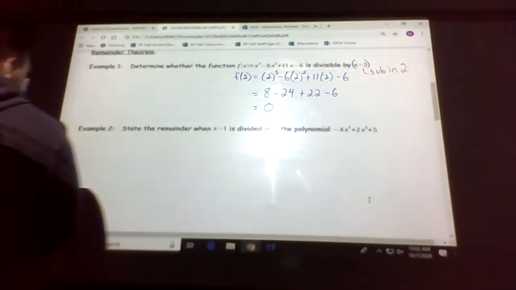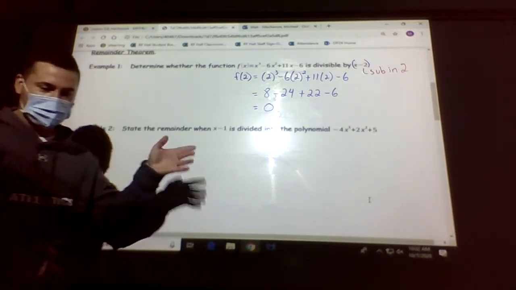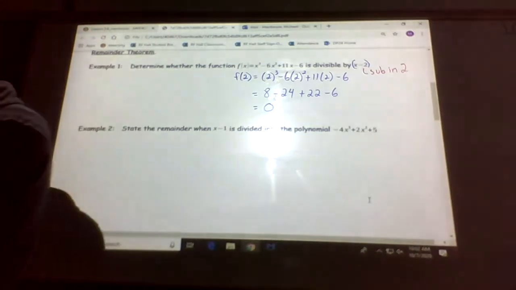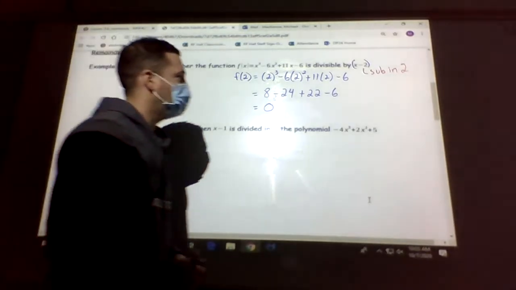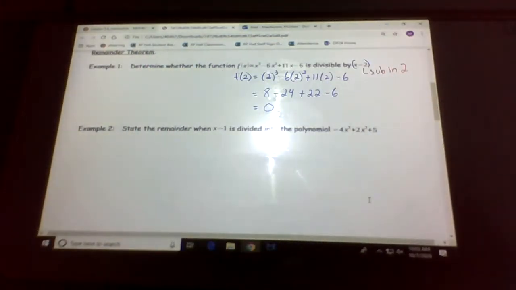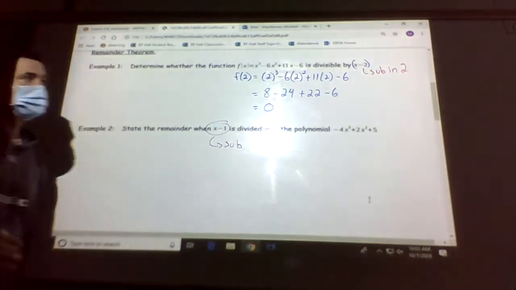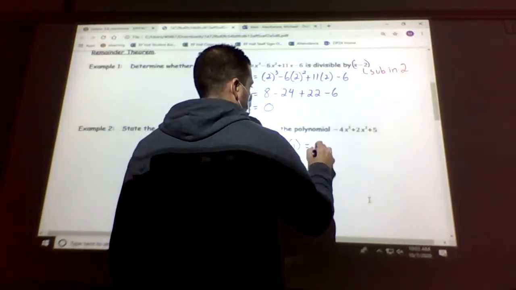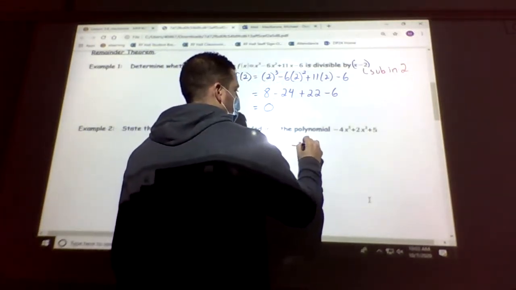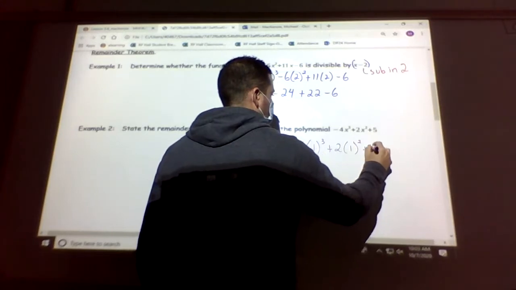Number 2, state the remainder when x minus 1 is divided into the polynomial given above. Same thing, we're going to substitute a value into the equation, and whatever the answer is will be the remainder. You do not have to put the zeros here. You don't need to do 0x squared. So what number are we substituting? 1. Substitute positive 1. So we have f(1). Well, it doesn't say it's a function. So negative 4 times 1 cubed plus 2 times 1 squared plus 5.